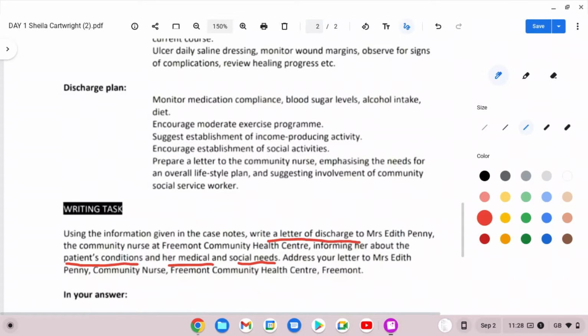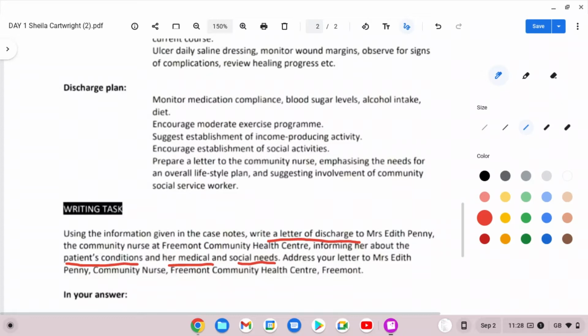The address is given in the writing task. So why are we writing this letter? That is the purpose of the letter. You can see that the patient's conditions need to be conveyed to Miss Edith Penny, including her medical and social needs. That means Sheila Cartwright has some medical needs as well as social needs. So there should be two different categories: medical needs and social needs.